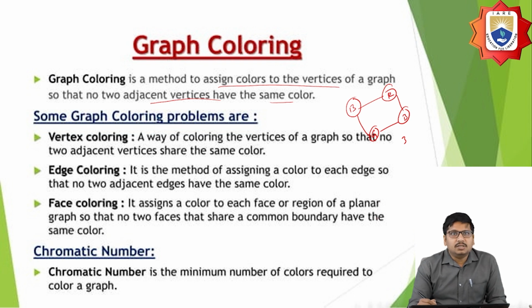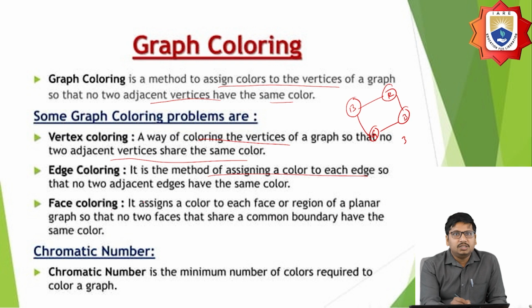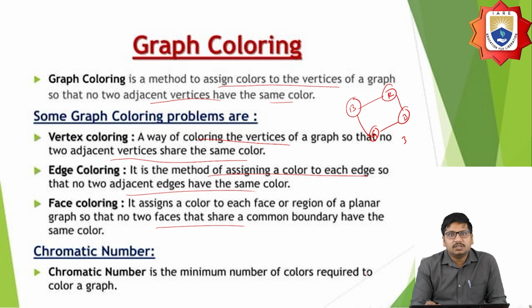Some of the sample graph coloring problems are vertex coloring, edge coloring, and face coloring. Vertex coloring is a way of coloring the vertices of the graph so that no two adjacent vertices share the same color. Edge coloring is the method of assigning colors to edges such that no two adjacent edges have the same color. Face coloring means assigning colors to the faces or regions of a planar graph so that no two faces sharing a common boundary have the same color. And the chromatic number is the minimum number of colors required to color a graph.